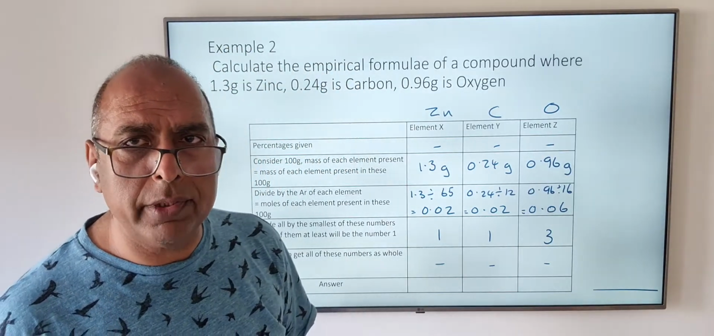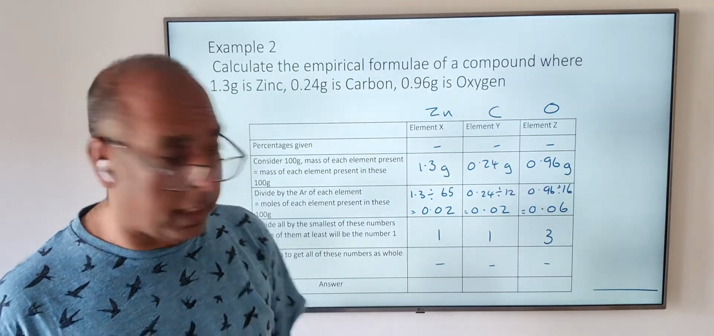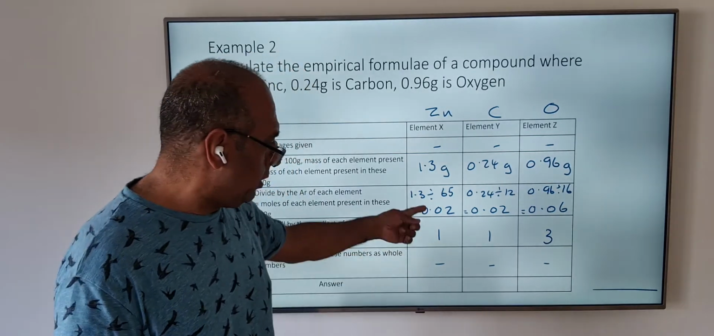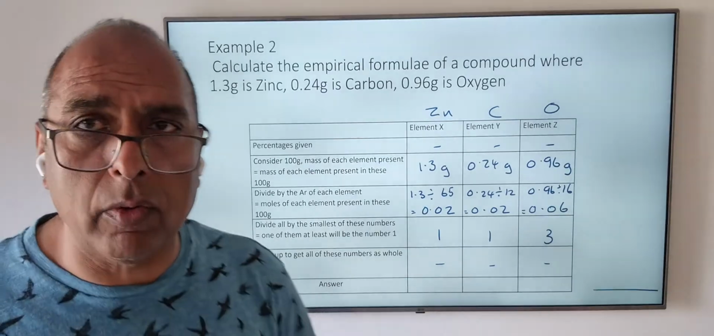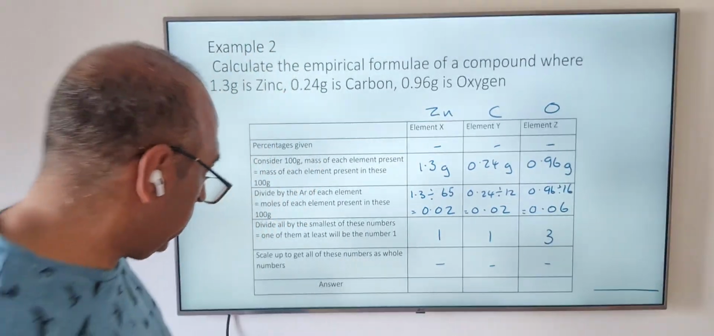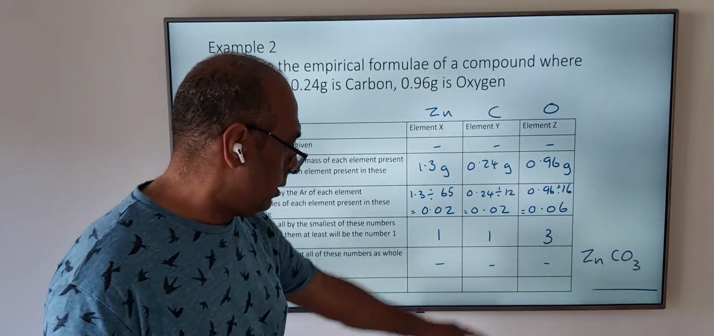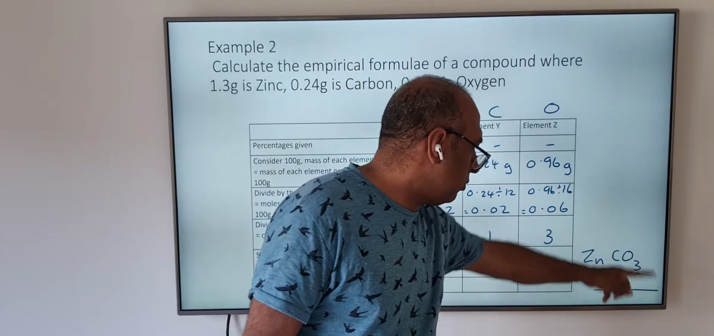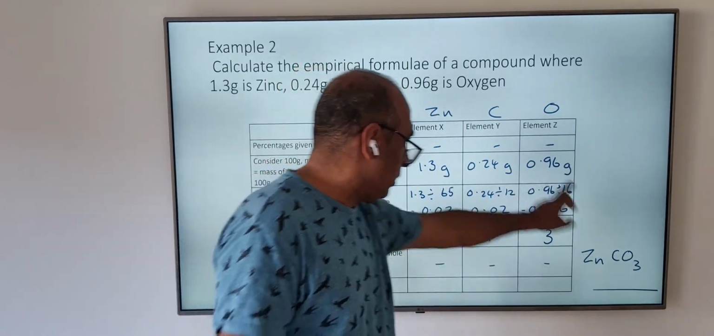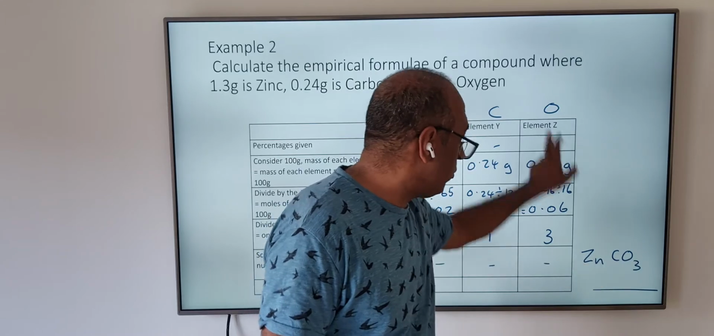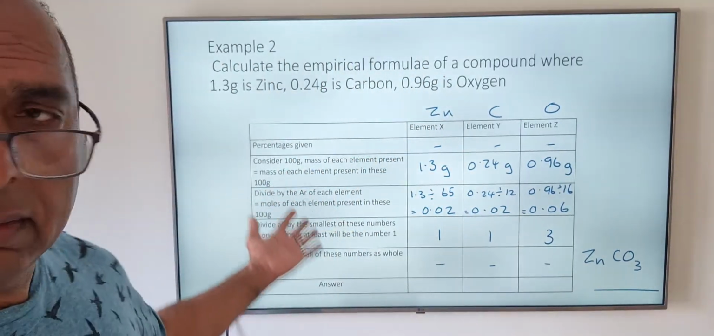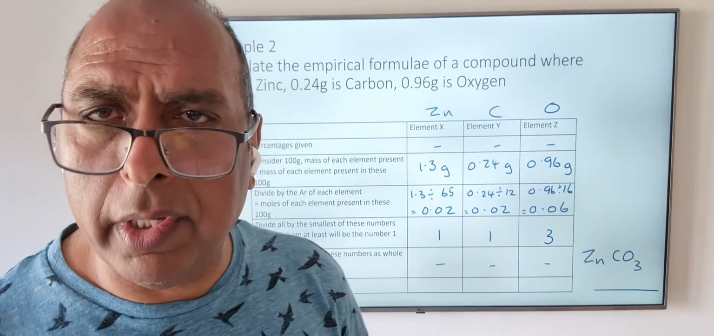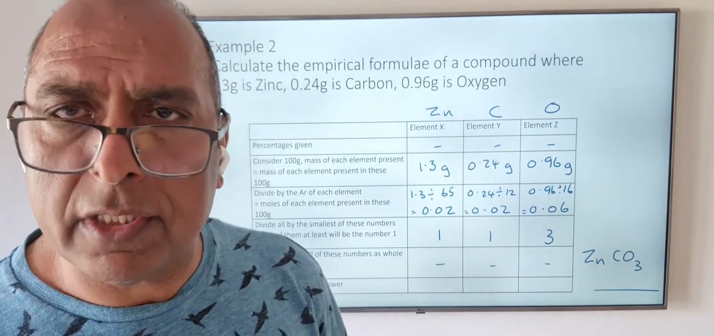Work that out to whole numbers. Divide by the smallest, 0.02, and you get the numbers 1, 1 and 3. You don't need to scale up because they're whole numbers already. And therefore the answer is ZnCO3. Zinc, C, carbon, O3, zinc carbonate. See, the method always works. I want you to use this method.